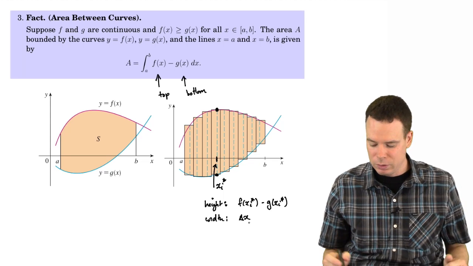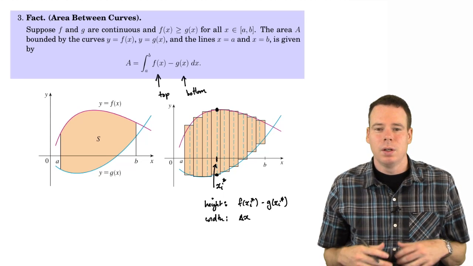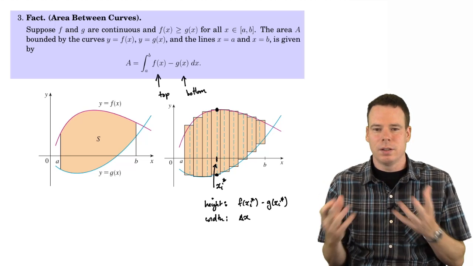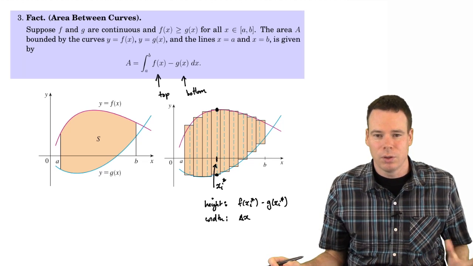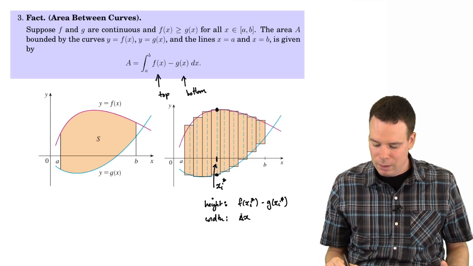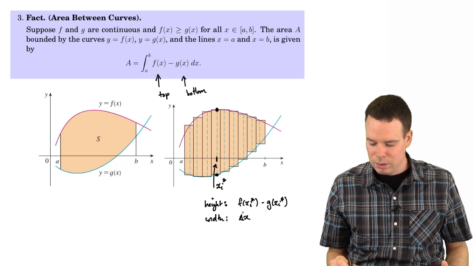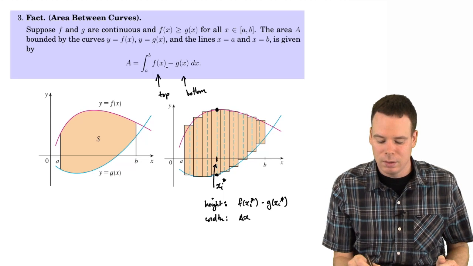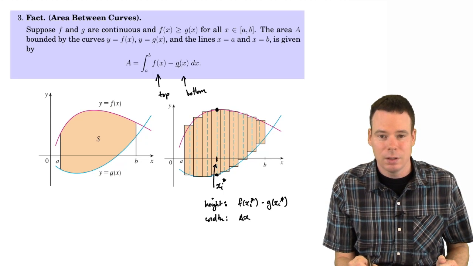And remember, our process was to take the product of these two, sum them all up as i goes from 1 to n, and then look at the limit as the number of rectangles goes to infinity, as n goes to infinity. So that's just this function times delta x, the limit of the sum of those things. And that's exactly what this integral captures. It's the difference of the two functions.